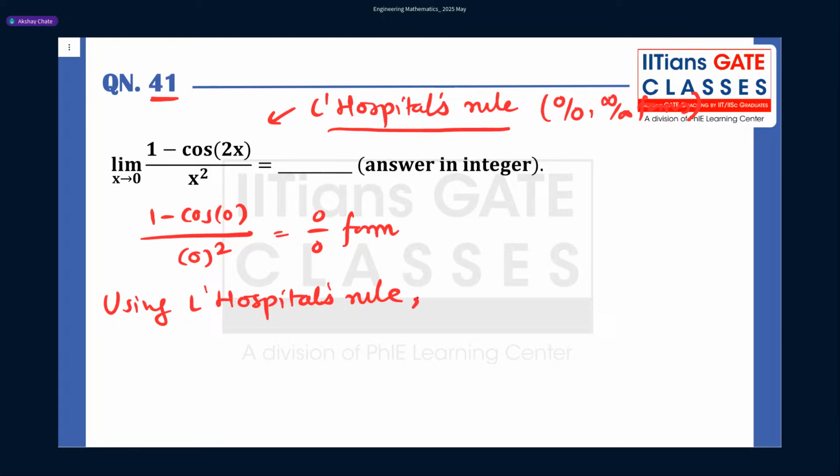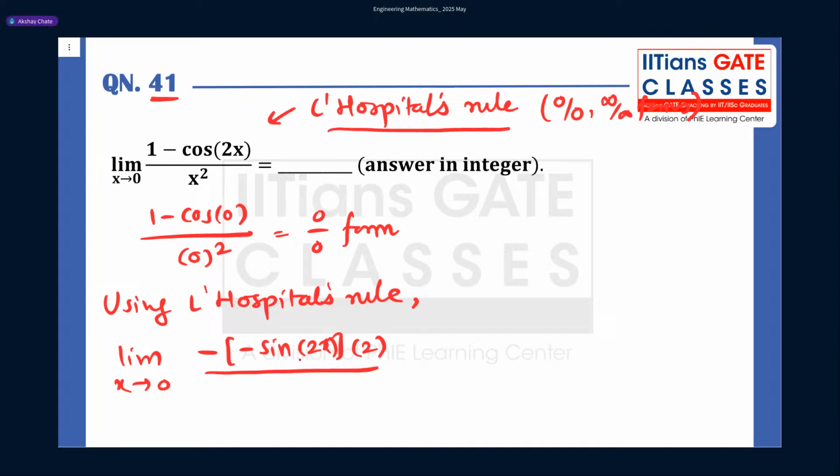Okay. So you have to differentiate this. So the limit remains same. So now you have to differentiate 1 minus cos 2x. Okay. So 1 is constant, so that derivative is 0. Minus cos 2x. So derivative of cos is minus sine. So you have minus of minus sine 2x. And then derivative of 2x, which is 2.